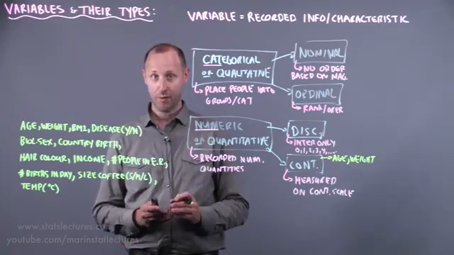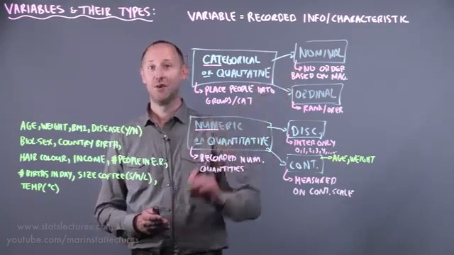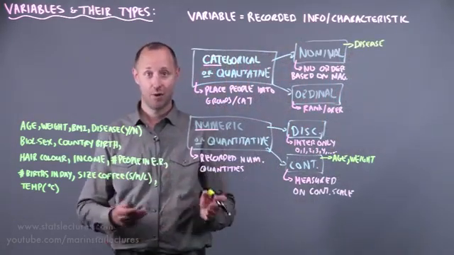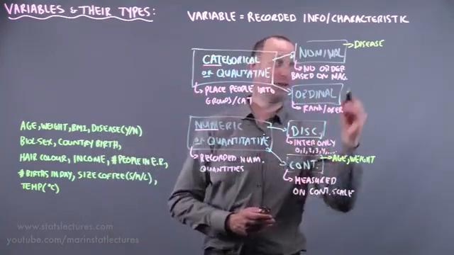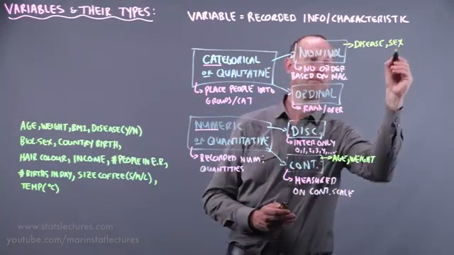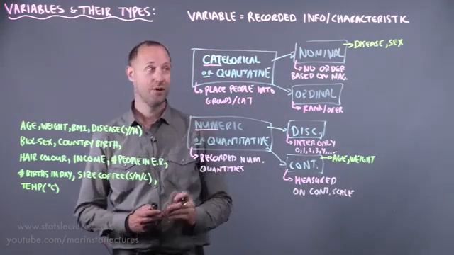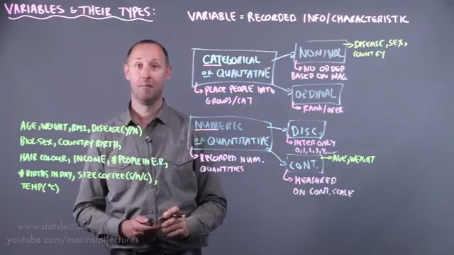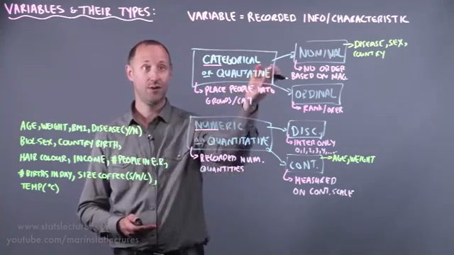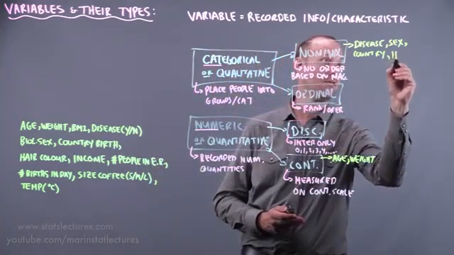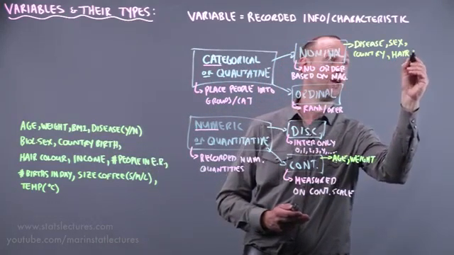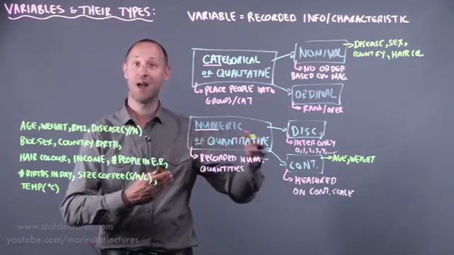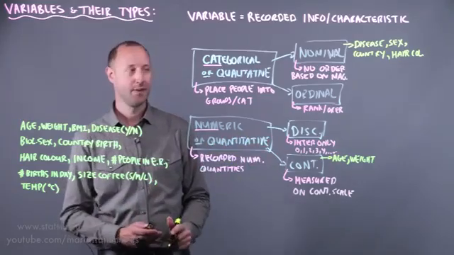What else? Disease recorded as yes or no. That's categorical, right? We're placing someone into categories, and there's no ordering or rank to these. Biological sex, again, recorded as male or female. That's a nominal categorical variable. Country of birth, I'll just shorten it to country here, just for the sake of space. Hair color, again, it's categorical. It's nominal. No natural ordering to these. You can order them alphabetically, but we're talking about a ranking based on size or magnitude.